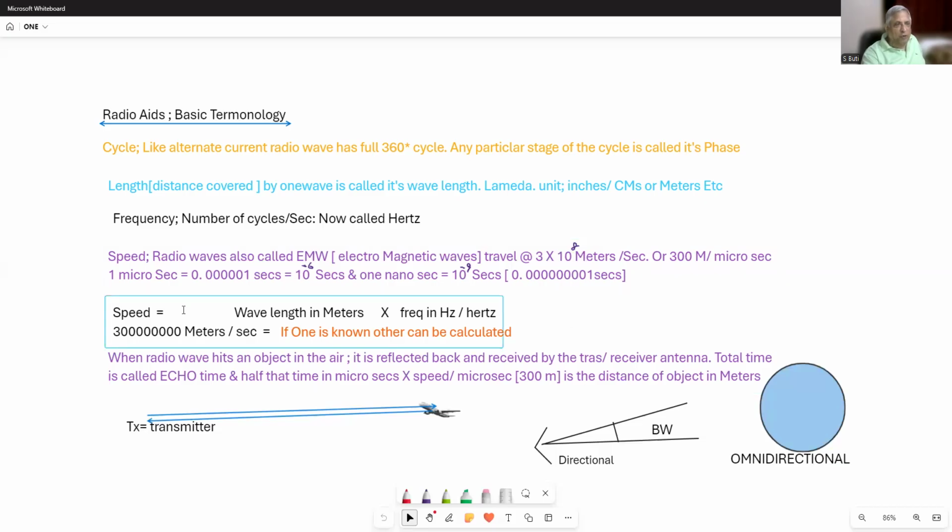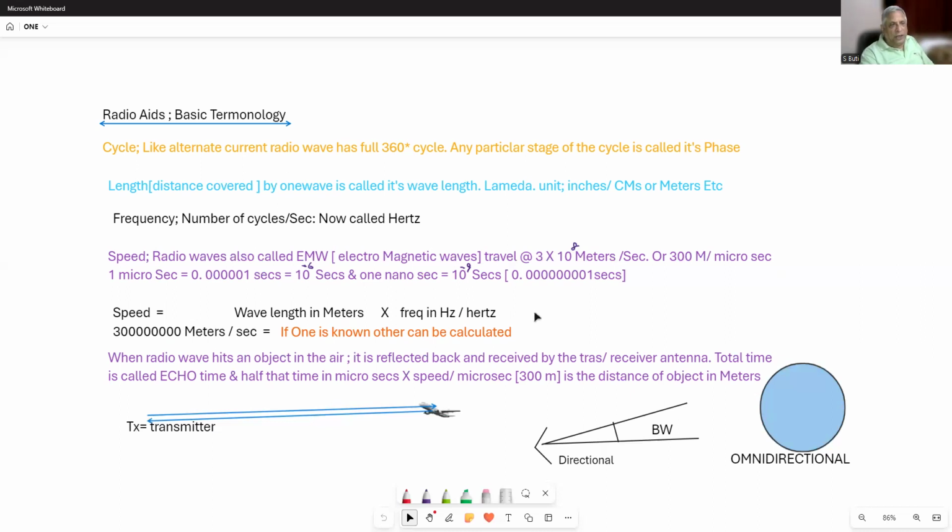The speed of the radio wave is mathematically equal to wavelength in meters, please take note, into frequency in hertz. Speed is 3 into 10 to the power 8 meters per second. This is equal to wavelength into frequency, and if one is known, the other can be calculated. Speed always remains the same. We will do a few numericals on this concept, which are also asked in examinations.